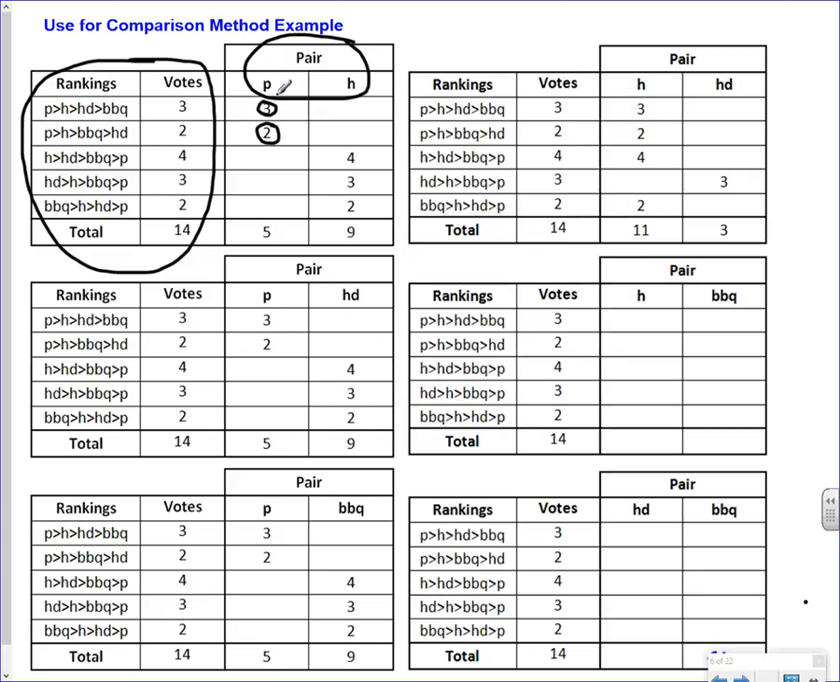So we add 3 plus 2 is 5. Hamburger is 4 plus 3 plus 2 is 9. So who got the most votes when we compared here? Well, hamburger, right? So hamburger got 9 and pizza only got 5. So in this pair comparison, hamburger won. So they technically would get what we call one pairwise comparison point, okay? Because they won this pair.